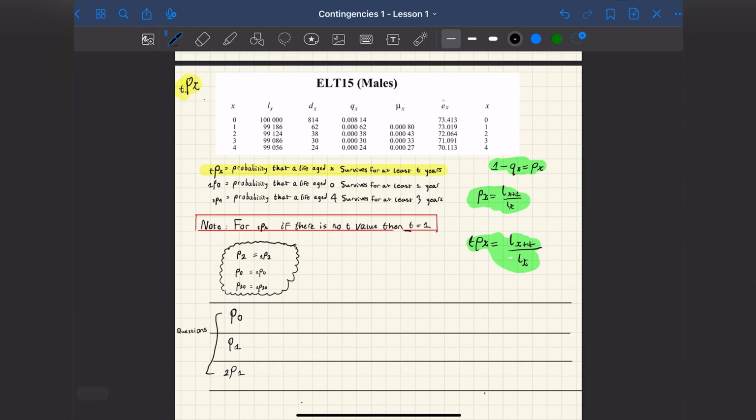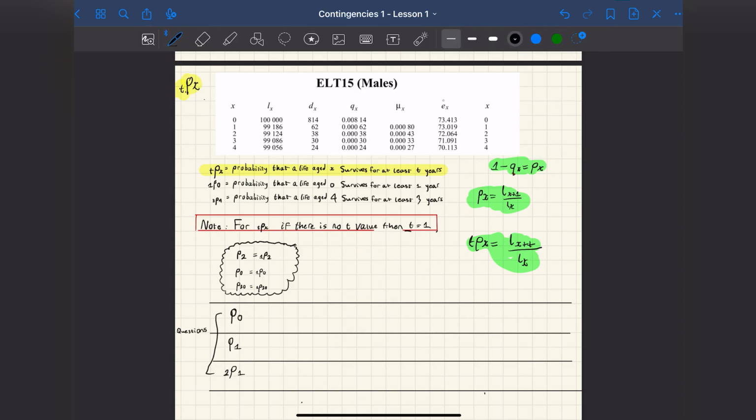TPX is the probability that a life age X survives for at least t years. For example, 1p0 would be the probability that a life age 0 survives for at least 1 year, or 3p4 would be the probability that a 4-year-old survives for at least 3 years, i.e. till they turn 7, because 7 is 3 years after 4. One quick thing to note, just like we had with TQX, if there's no t value, then t is 1. For example, with P2, there's no t value, therefore t is 1. Or with, say, P0, there's no t value, therefore t is 1.